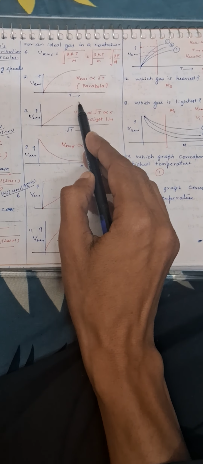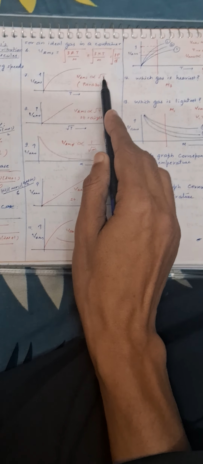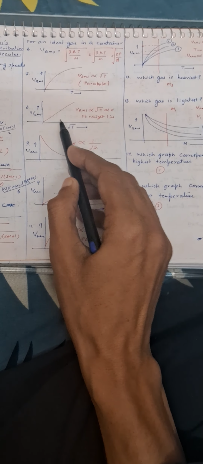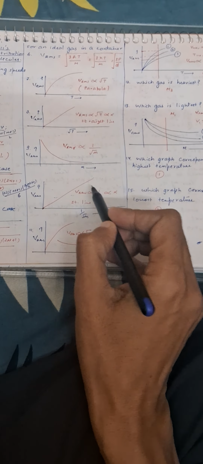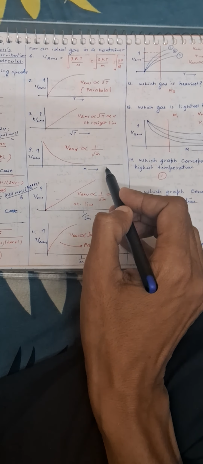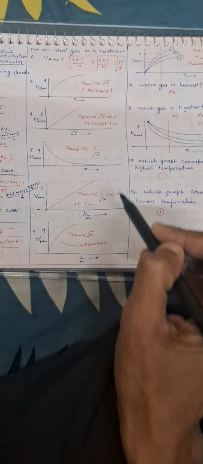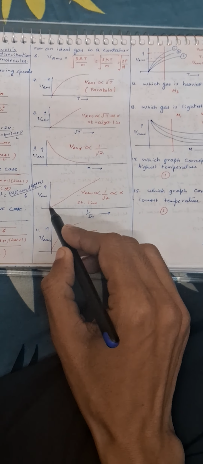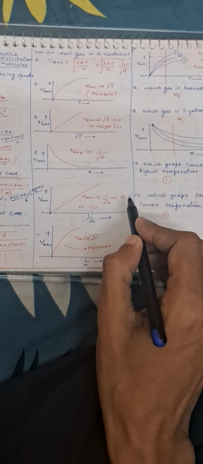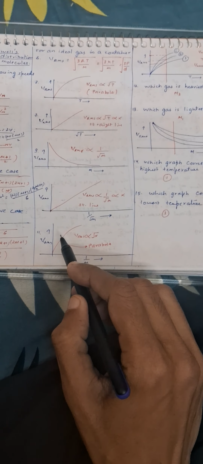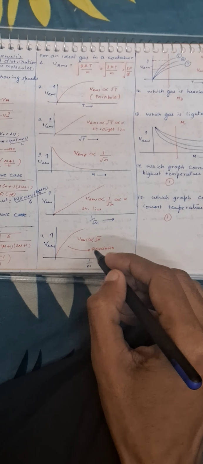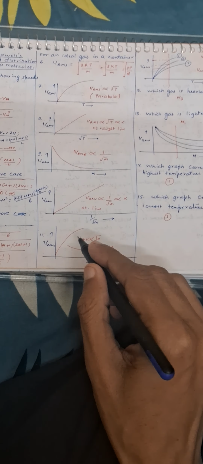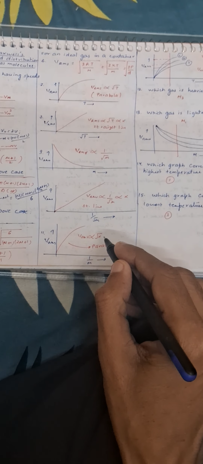Next is the VRMS versus T graph. It is a parabola because it is proportional to root T. Then if we draw a graph between VRMS and root T, that will be a straight line. The graph between VRMS and M will be a rectangular hyperbola. The graph between VRMS and 1 by root M will again be a straight line. If we draw a graph between VRMS and 1 by M, root of 1 by M will be root x, so VRMS is proportional to root x. So the graph will be a parabola.